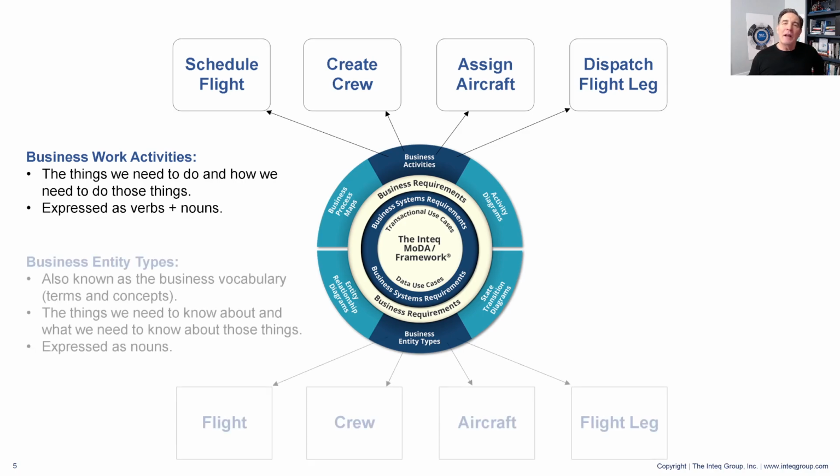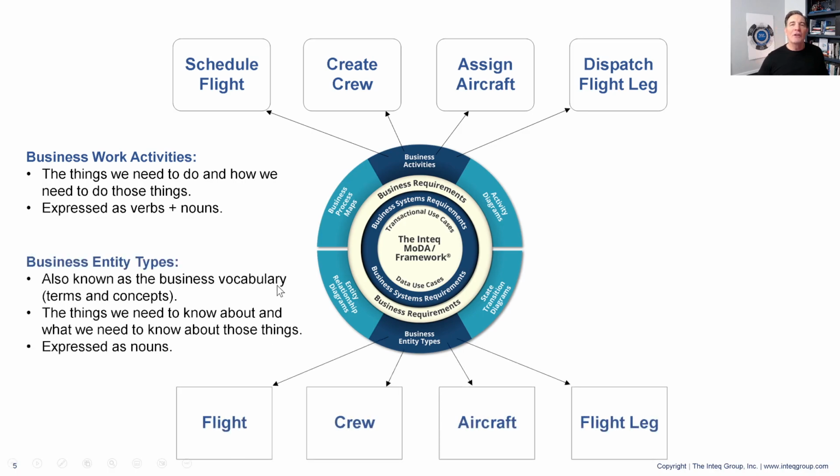All right, the concept was, right, we talked about it in part one. There are two concepts here, or two parts to analysis. What are the kinds of things we do, and what are the kinds of things we need to know about in order to do the things we need to do?